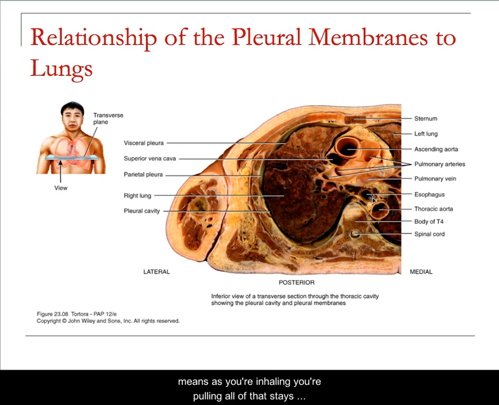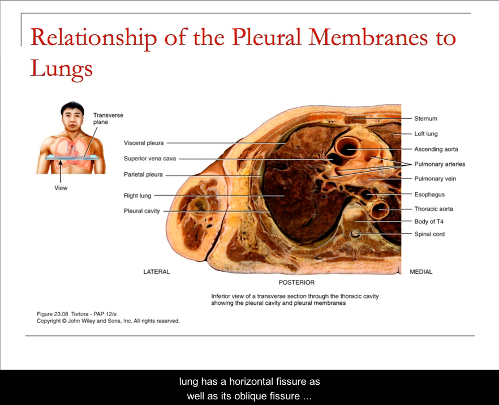If here's our esophagus, you know the trachea has to be around there somewhere. Although I actually don't see it in this. Here's our esophagus. There's the aorta. The trachea has to be, see, right here. So that means as you're inhaling, you're pulling all of that space away. Gas is now being pushed into that space. Okay?